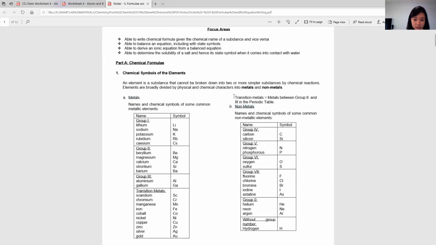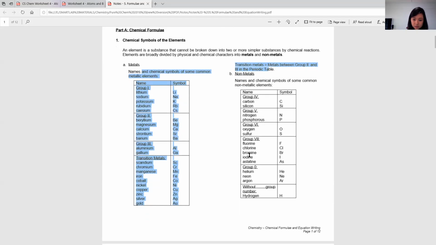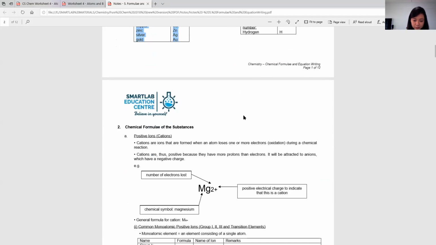Then there's actually another group called transition metals. This one is between group 2 and group 3. If you notice the periodic table, the middle portion is under transition metals. They are still metals, just that they are not in any of the groups. So just to take note, we look at the bottom.